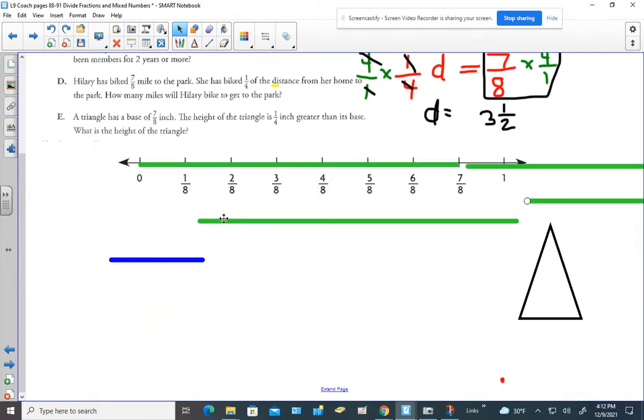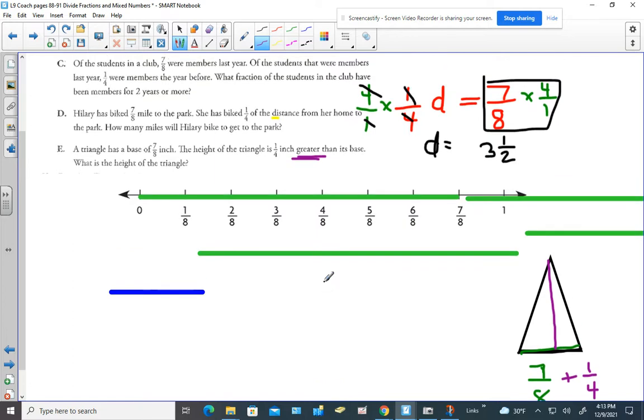A triangle has a base of 7/8 of an inch. So let's visualize our triangle here. And let's visualize this line as being 7/8 of an inch. Now what they're saying here is the height of the same triangle is 1/4 inch greater than its base. So if we were going to try to figure out how long that line is, the height of this thing, if it's greater, doesn't that mean we would be adding 1/4 to 7/8? That's not the same thing as dividing, right? So that's a no. We're not going to pick choice E.